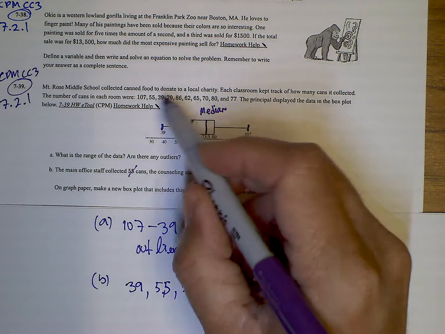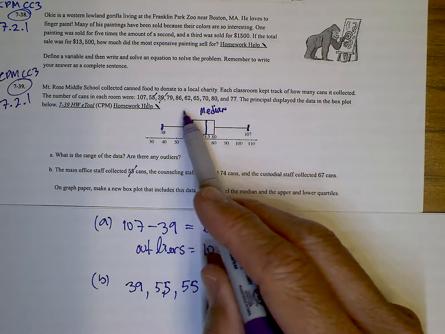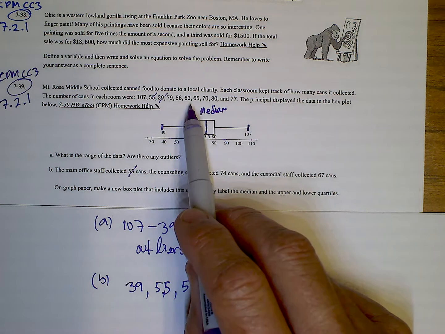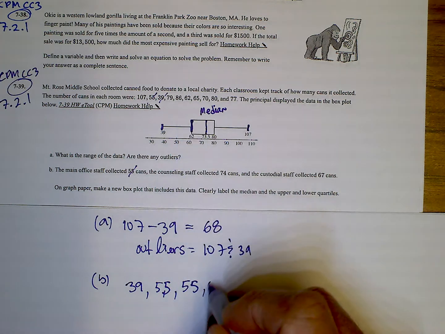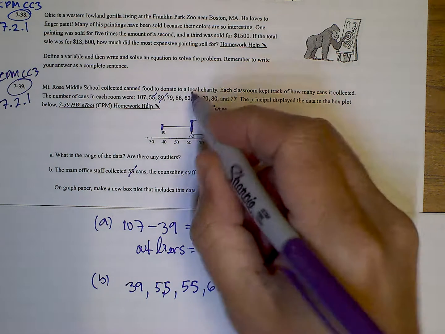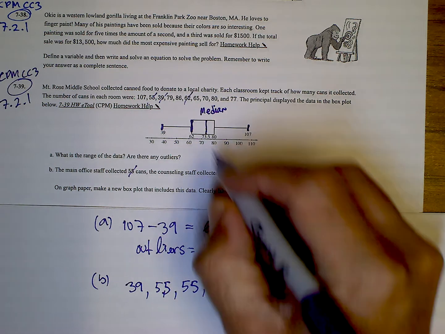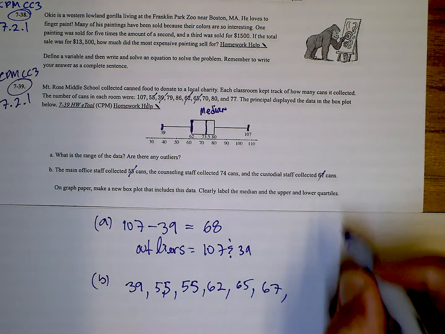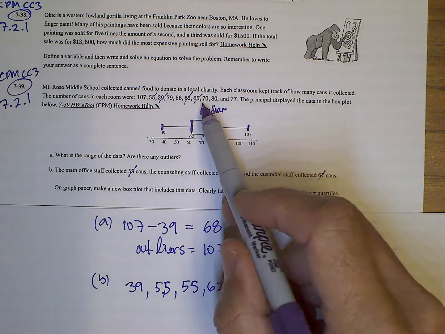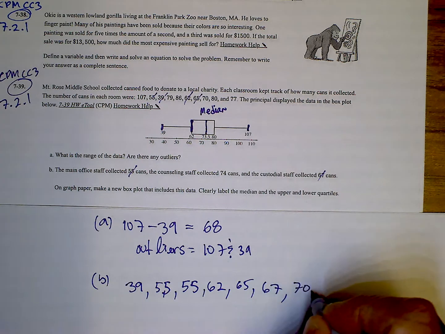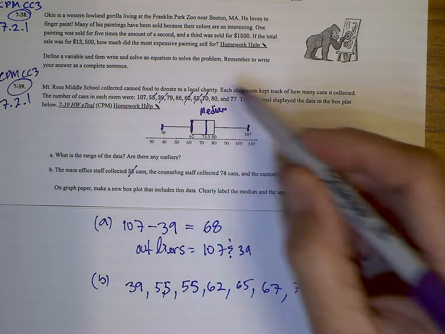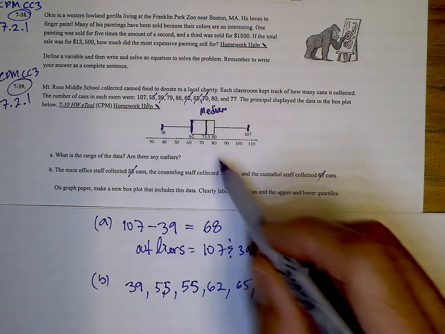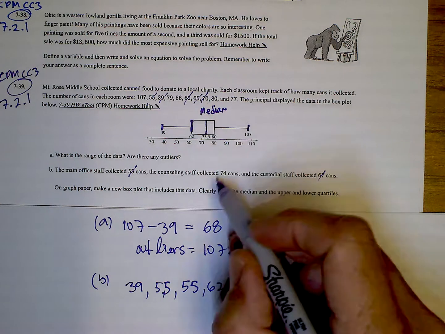I'm going to cross it out as I use it, so that way I don't repeat myself. After 55, the next number looks like 62, then 65, then my new piece of data, 67. And then I'd go to 70. And let's see, 74. So was that next? Yeah, 74, my new piece of data.